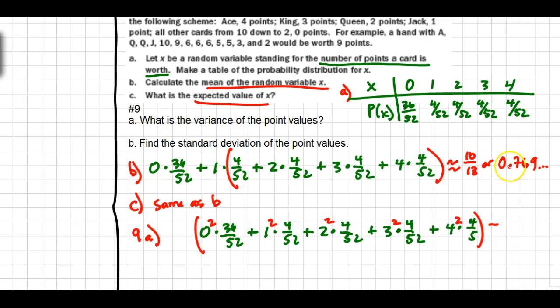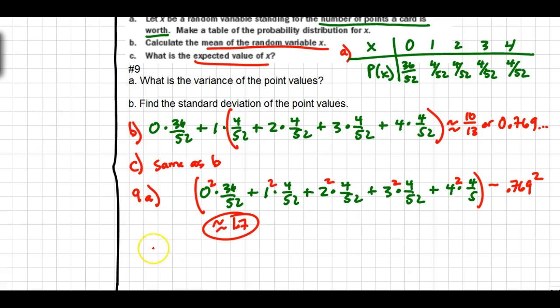So remember what we got for mu? We got about 0.69, and we have to square that. So when you calculate here, you should get about 1.7 approximately, and that's for 9 part A. And then for part B, hopefully you remember how to find standard deviation once you have variance. The square root of the variance is the standard deviation. Hopefully you already knew that. So we would take the square root of our answer from part A to get the standard deviation, which in this case is about 1.3.